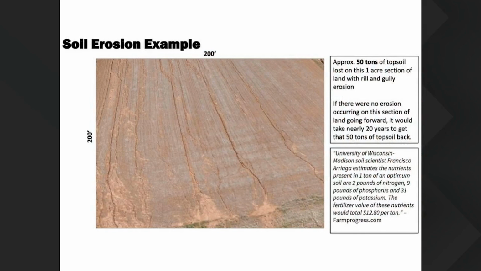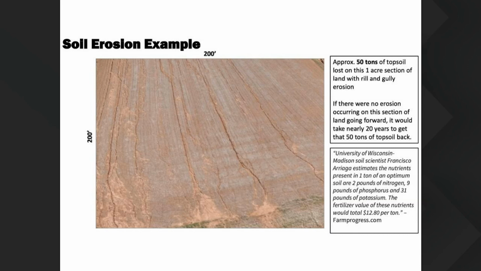So this is just an example of about a 1 acre section of land here. I think this was a bean stubble. Actually, this is a photo from a 3D model captured with a drone. There's about 50 tons of topsoil lost on that 1 acre section of land with that rill and gully erosion, which in the springtime after the snow melts here, is not totally uncommon. So if there was no erosion going forward, it would take nearly 20 years to get that topsoil back.